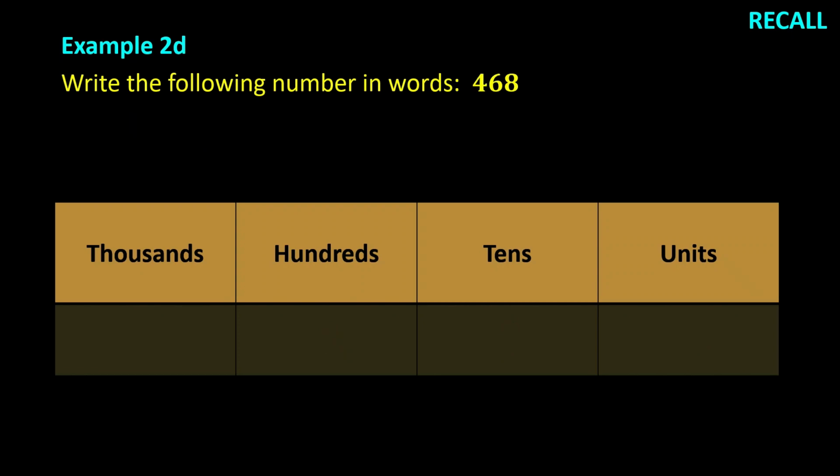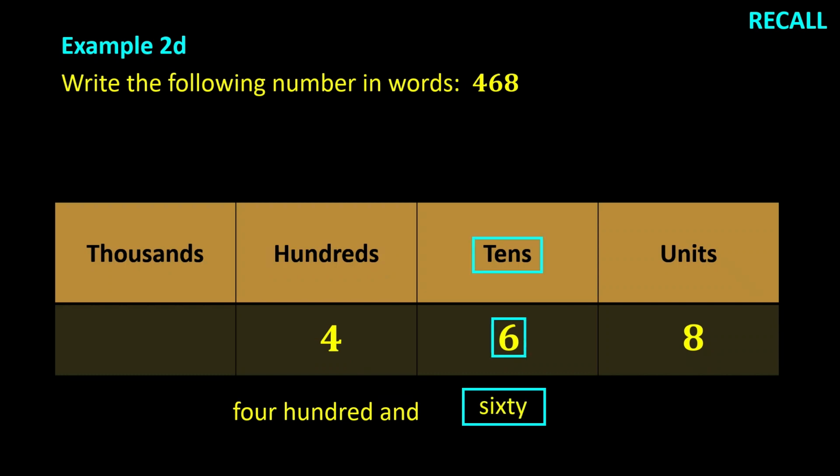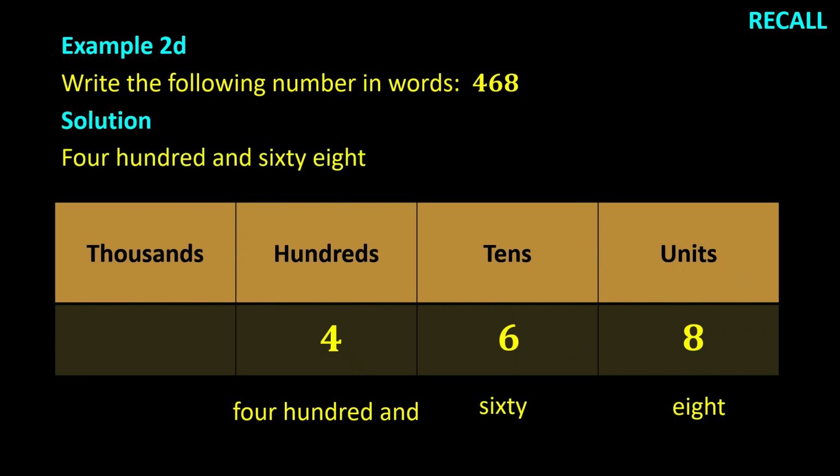Now let's write another number in words. Consider the number shown on your screen. We're going to write it in our table from the right-hand side. So we pop 8 here in the units column, 6 here in the tens column, and 4 here in the hundreds column. And since there are no more digits to consider, we write nothing in the thousands column. And so we have 468.